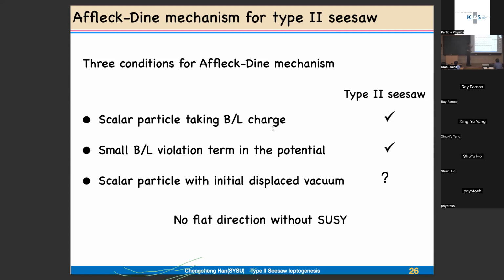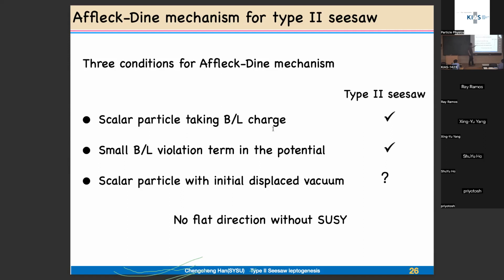So let us think about the three conditions for this mechanism. First, do we have a scalar particle taking the B or L charge? Yes, indeed, this delta takes -2 lepton charge. Second condition, do we have the B or L violation term in the potential? Yes, indeed, I mentioned it. Because of the violation term, we have the vacuum value and we could generate a neutrino mass. So it must be there to explain neutrino mass.